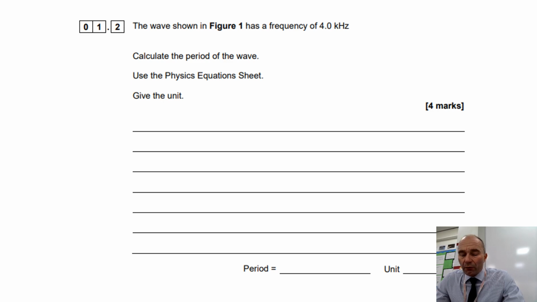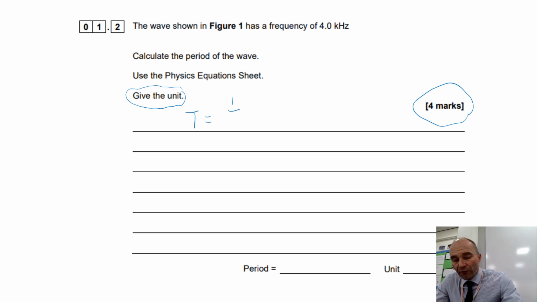Right, now, the wave shown in figure 1 that we just looked at has a frequency of 4 kilohertz. You need to calculate the period of the wave. You need to use a physics equation sheet, and you need to give your unit. Now, there's lots of marks available on this question, 4 marks. So this is telling you that you're going to get 1 mark for giving the unit. Now, bearing in mind that the formula is time period equals 1 over frequency, this is really generous for the other 3 marks.